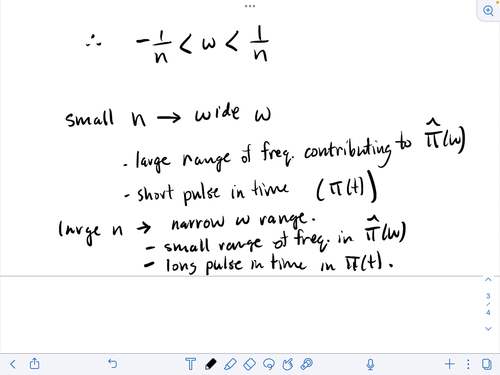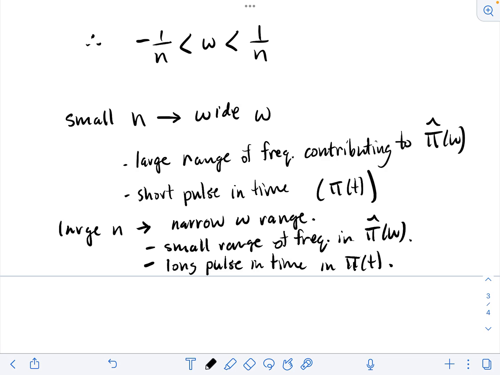Okay, and so these observations, we've only done one example, but these observations are going to be generally true. If we have a pulse that is narrow in time, there's a wide range of frequencies that are contributing to that pulse in the frequency domain. On the other hand, if we have a pulse that's very large in time, takes a long time to rise up and then to decay back down to 0, then the range of frequencies contributing to that signal in the frequency domain is very narrow. Okay, good. So that's our first example.